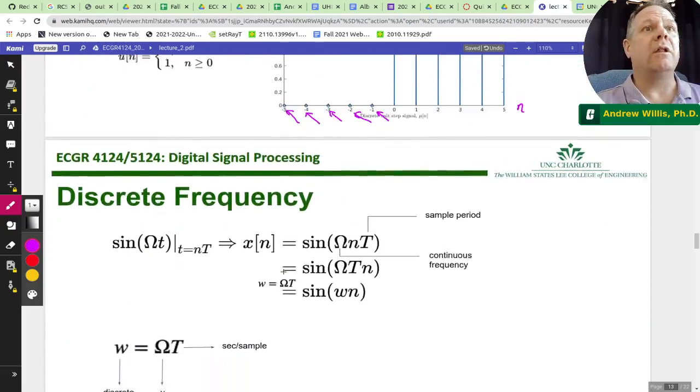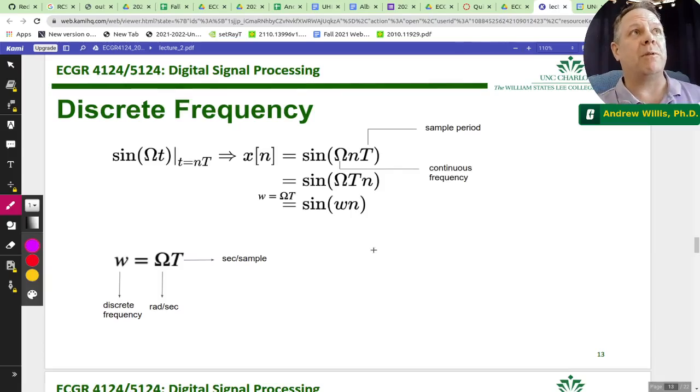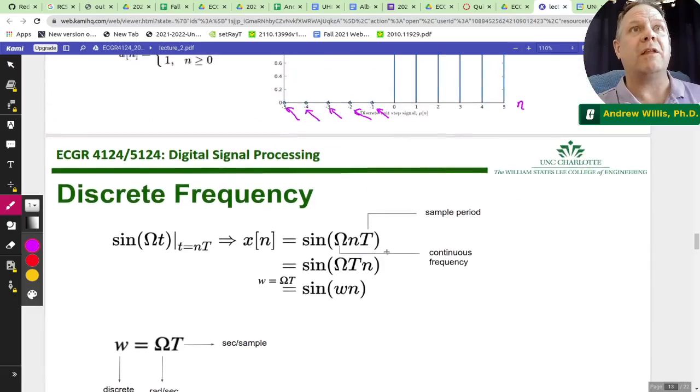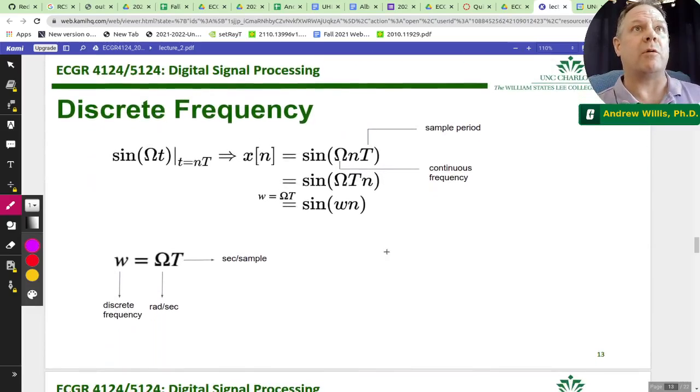Okay, so let's talk about frequency. Specifically, we're going to talk about what we're all familiar with to date, which is continuous frequency, and how it's related to discrete frequency. So again, we have a continuous function, just like u of t. Here's a function x of t equal to sine of omega t.